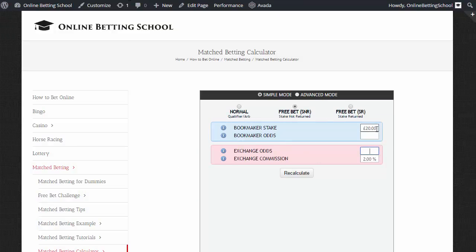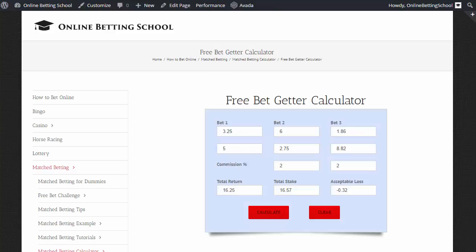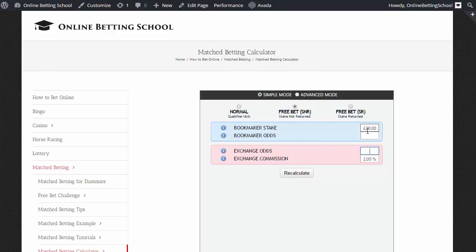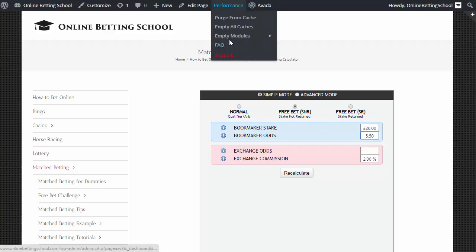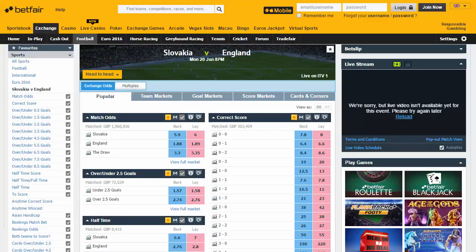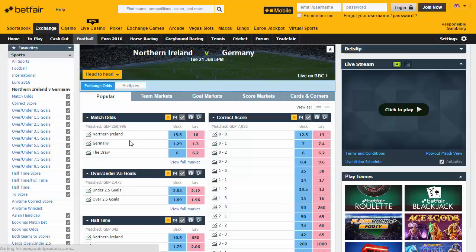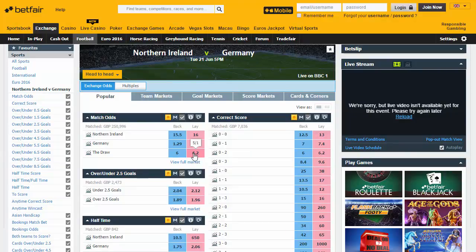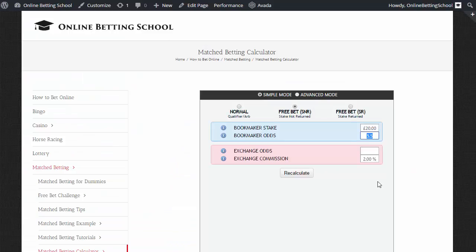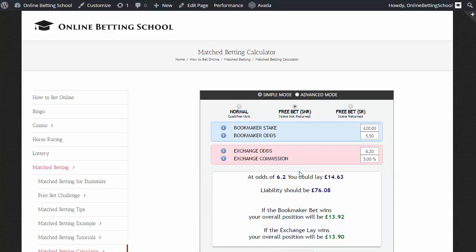So let's pretend that the match has taken place, the England versus Slovakia match, and now we've got our £20 free bet. So the odds on the draw were 5.50. Let's go see what the exchange is offering. So at Betfair Exchange, let's go and find Euro 2016, Northern Ireland versus Germany, and we can see that the draw is 6.2 to lay at Betfair. So if we were to do this bet at Betfair, it'd be back odds of 5.5, lay odds of 6.2, and remember the exchange commission is 5% at Betfair.